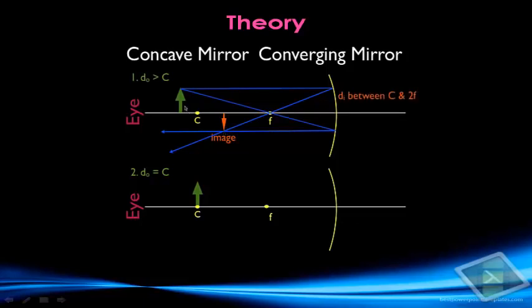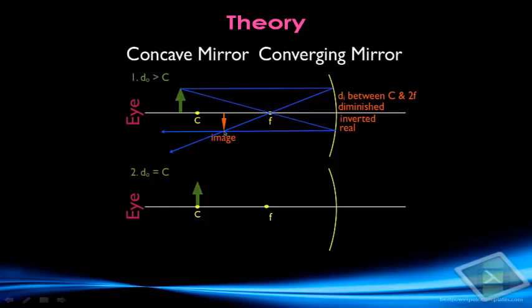Okay, now based on that ray diagram, we can say about the image that when the object is beyond C, greater than C away from the mirror, the image will always be somewhere between C and 2F. The image will always be smaller than the object. When the object is greater than C away, the image will always be inverted, and it will always be a real image. It's an image that is created by converging light rays, and they converge right there at that point.